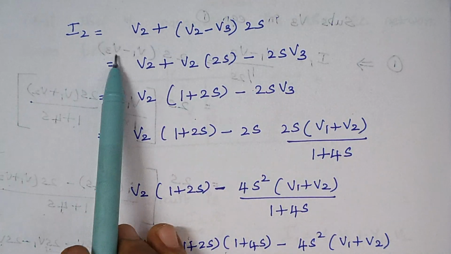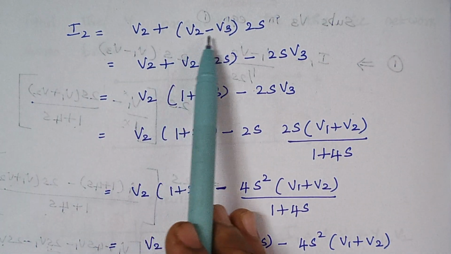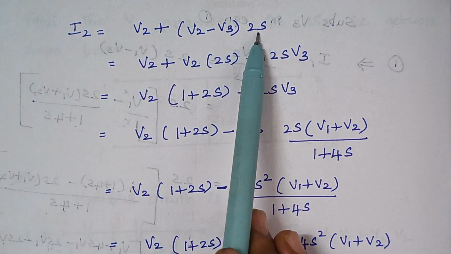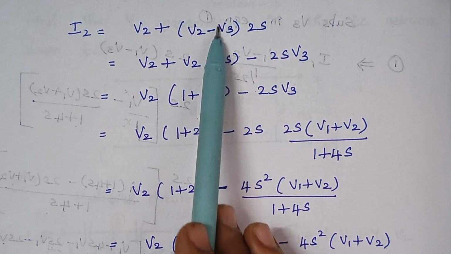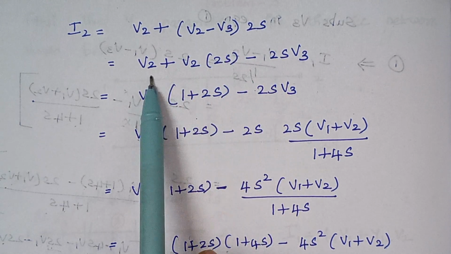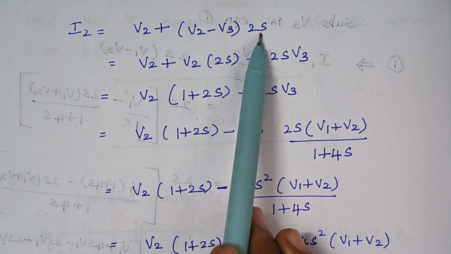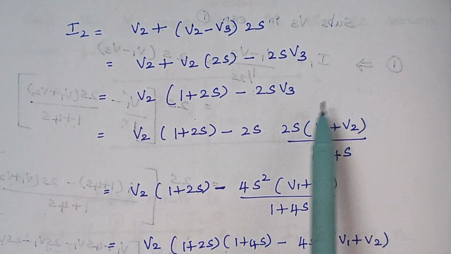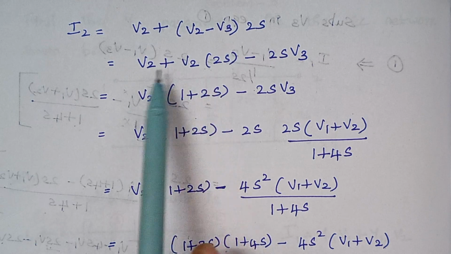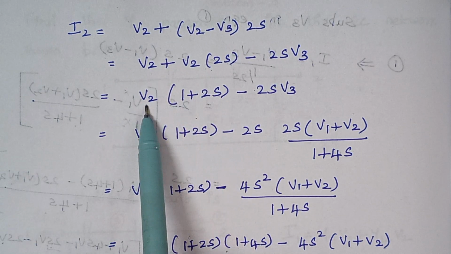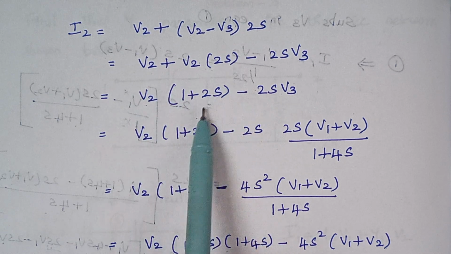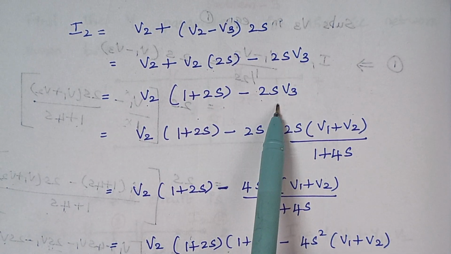So here I2 is equal to v2 plus (v2 minus v3) into 2s. This is our equation number 2. Now again in this equation we are going to substitute the value of v3. So before that I am multiplying, right? v2 into 2s, v2 2s, here minus v3 into 2s. So here in these two terms v2 is common. So when you take v2 outside, the remaining terms are, here it becomes 1 plus 2s, minus this 2s v3.